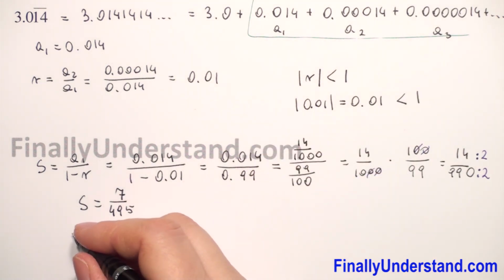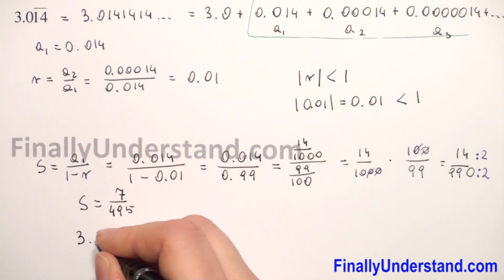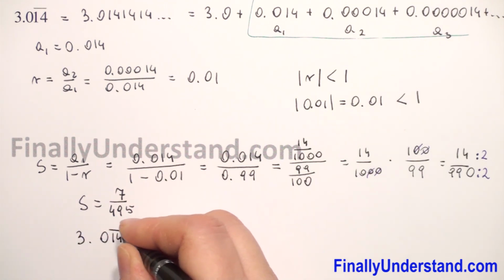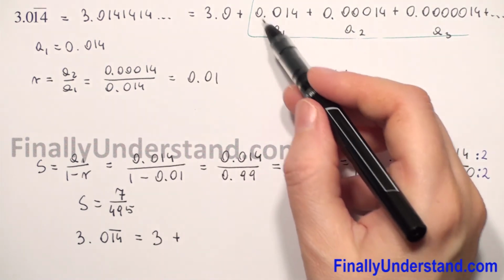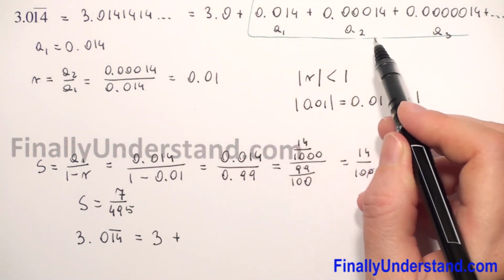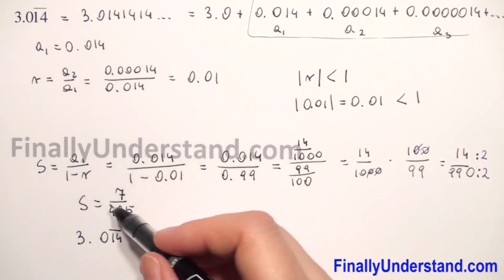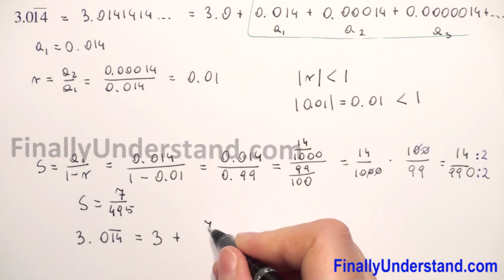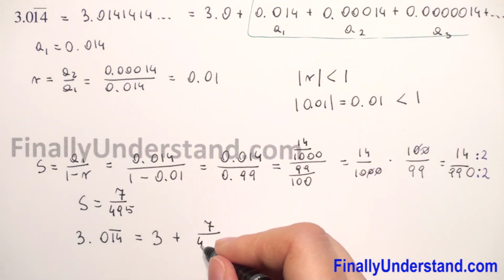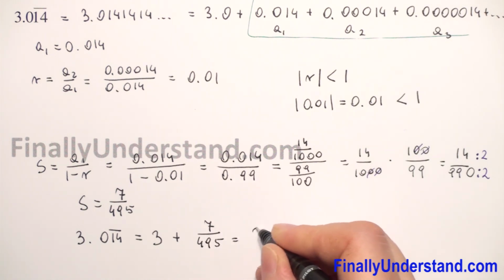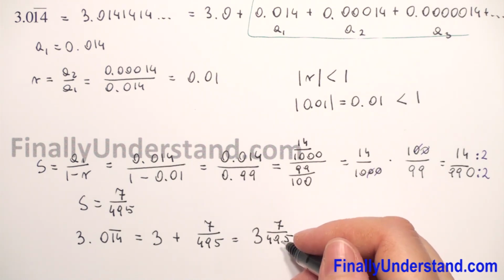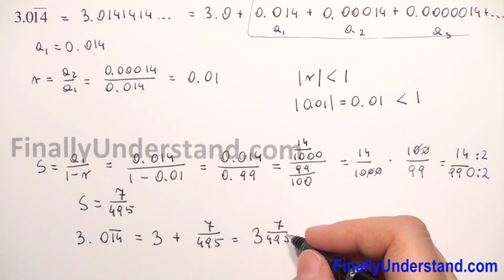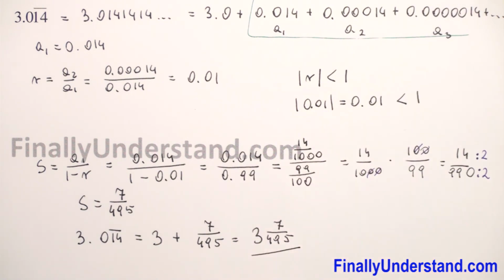Our decimal number 3.014 with repeating 14, we can rewrite as 3 plus, and for this infinite geometric series we can substitute 7 over 495. So this is equal to 3 and 7 over 495. We changed this decimal number to a rational fraction. This is my solution.